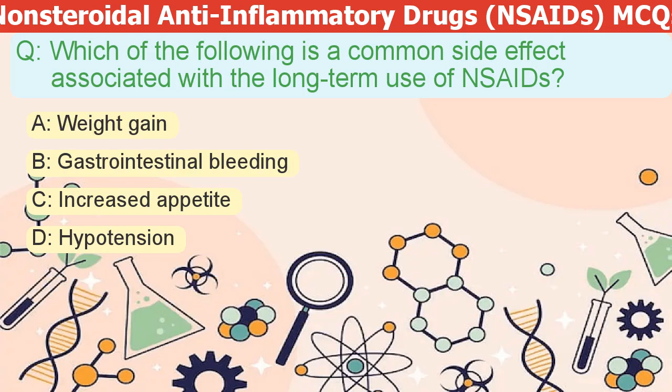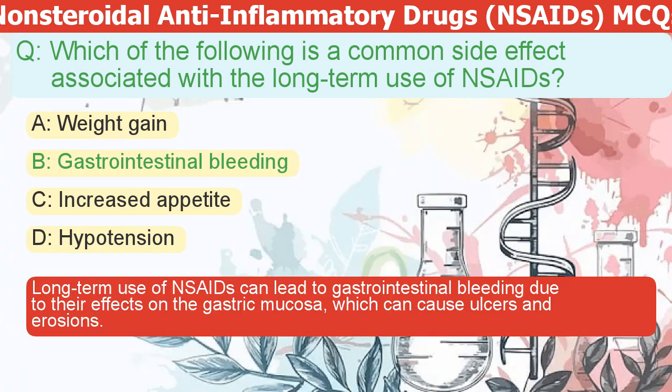Which of the following is a common side effect associated with the long-term use of NSAIDs? A. Weight gain. B. Gastrointestinal bleeding. C. Increased appetite. D. Hypotension. The correct answer is B. Long-term use of NSAIDs can lead to gastrointestinal bleeding due to their effects on the gastric mucosa, which can cause ulcers and erosions.